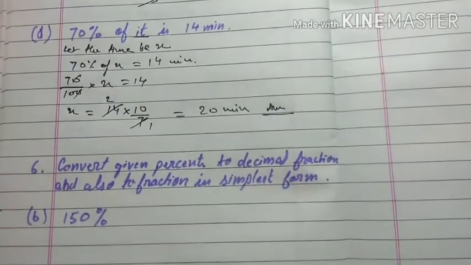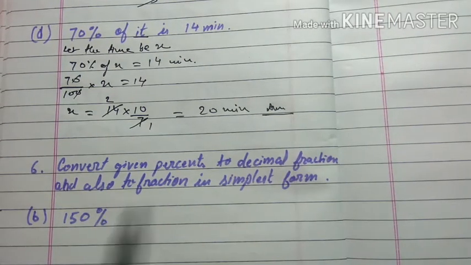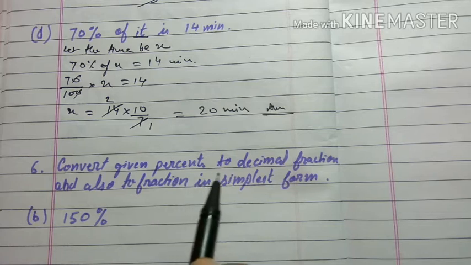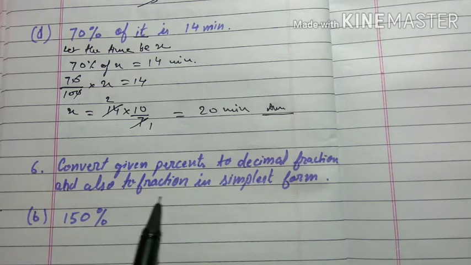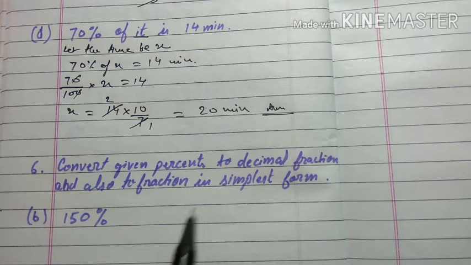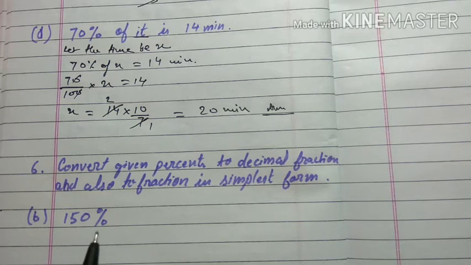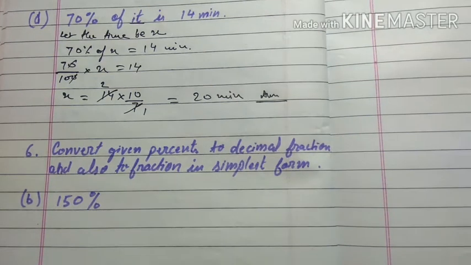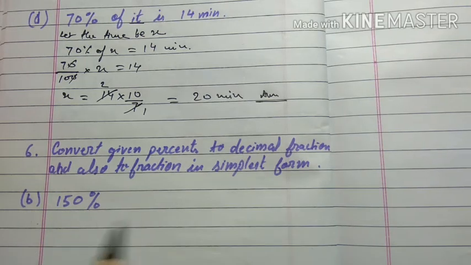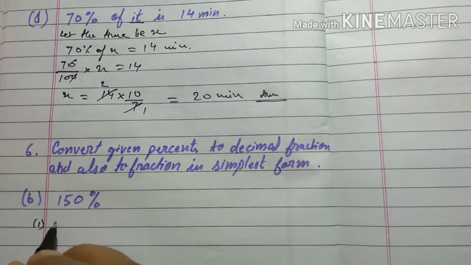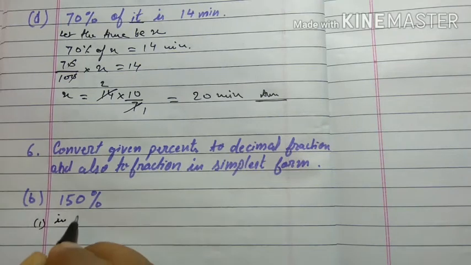Question 6 is: convert the given percent to decimal fraction and also to fraction in simplest form. We have to convert this into a decimal fraction, meaning a decimal number, and also convert the same percentage into a fraction in the simplest form. So first we will do it in decimal.